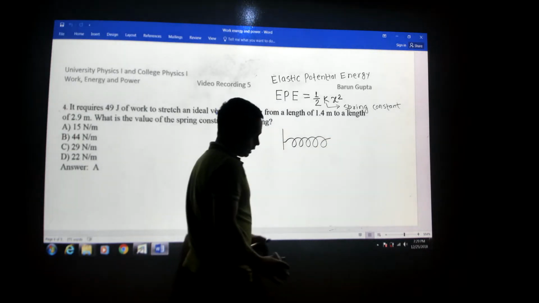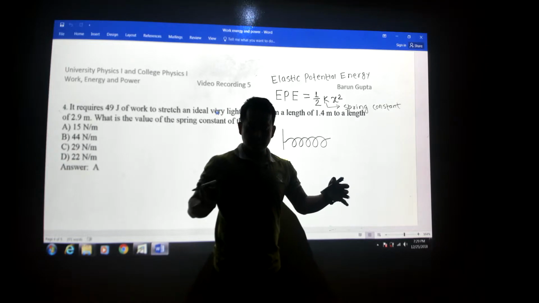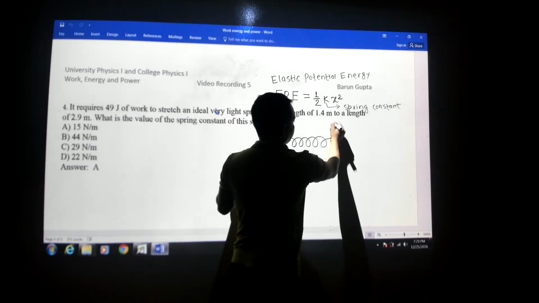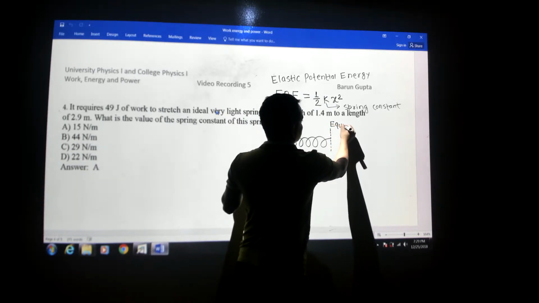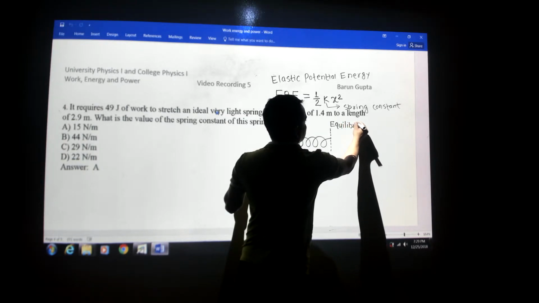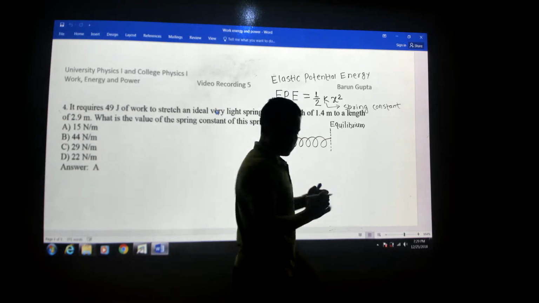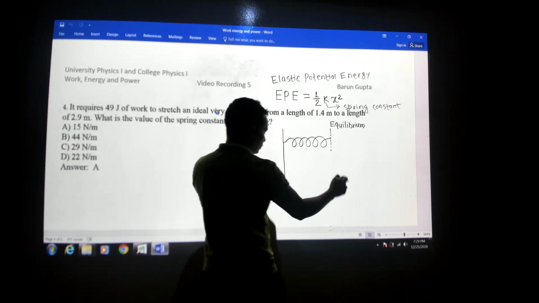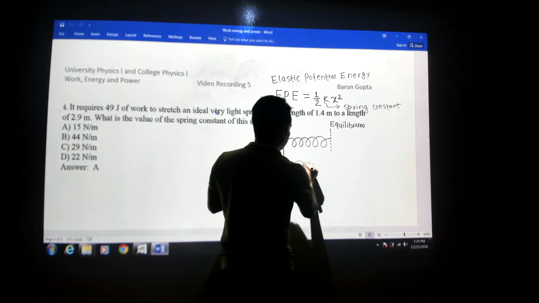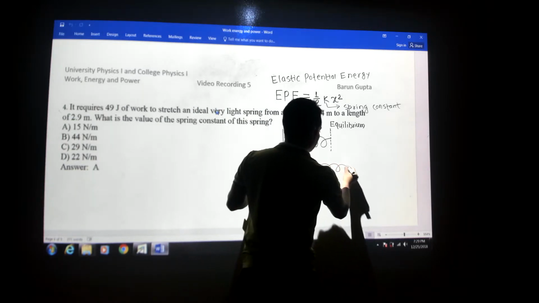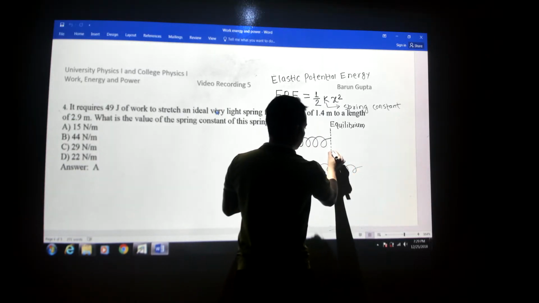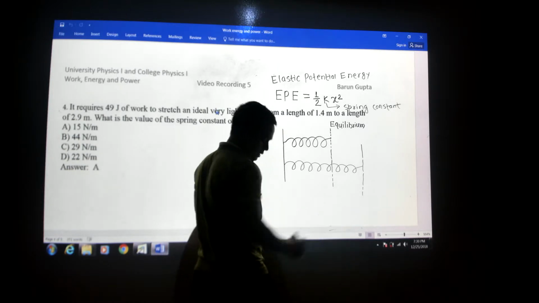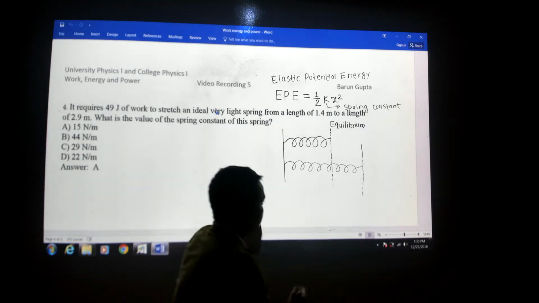So you have a spring, and initially this spring is neither compressed nor stretched, and we call this the equilibrium position. That means it is neither stretched nor compressed. And then you apply the force and you stretch it. Let's say you stretch it here. And then you further stretch it again.